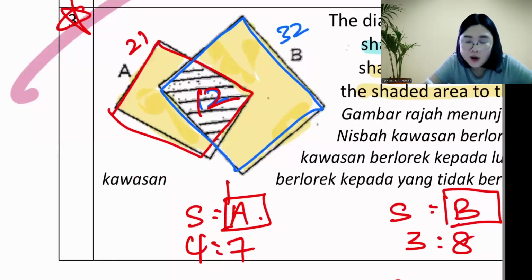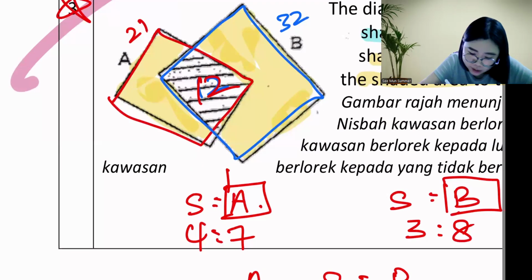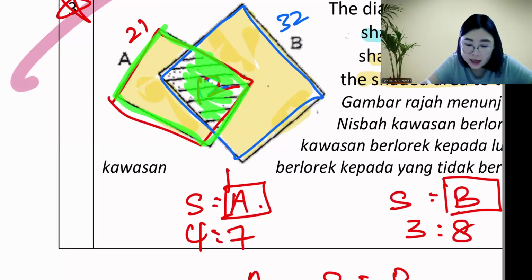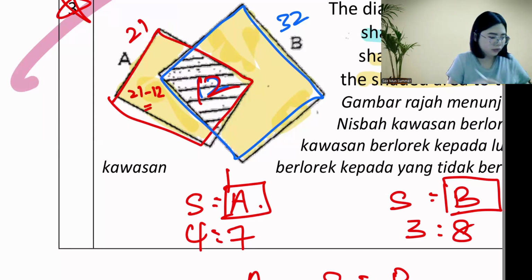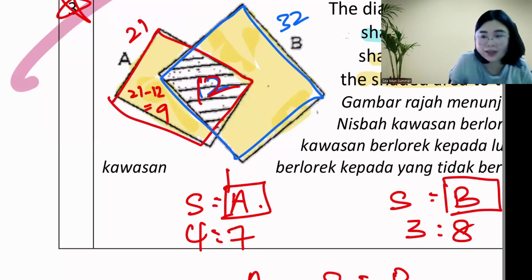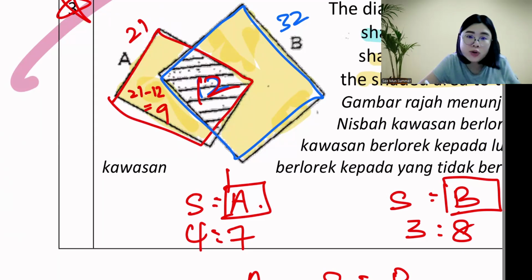So what is the yellow color? Area of yellow color. What minus what? The whole thing? Is it the whole thing, 21 minus of the 12? Then you will get the ratio for this number, correct? So by right it is 21 minus 12. It will be 9. And then how about this? 32 is the whole thing.